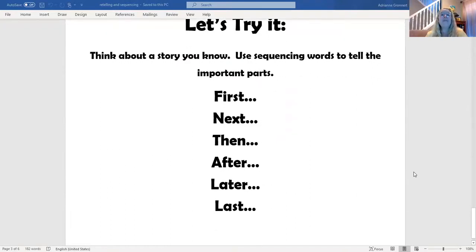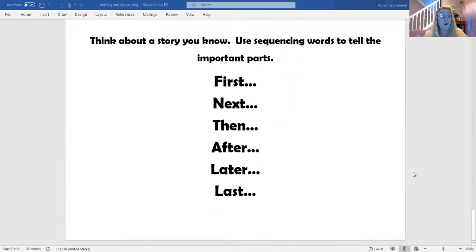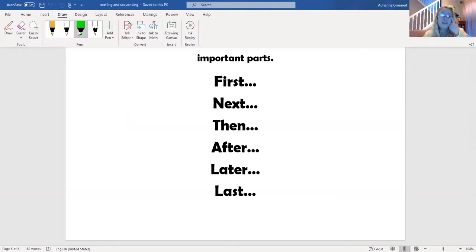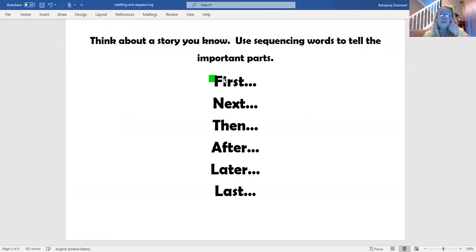Let's try it. Think about a story we know. Oh, I know which story I'm thinking of, The Gingerbread Man. Let's use the sequencing words to tell the important parts. Okay, are you ready? Think about the story, The Gingerbread Man. What happens first?